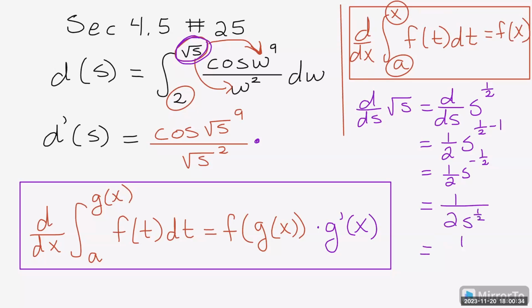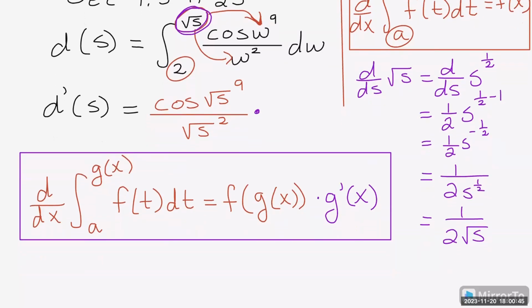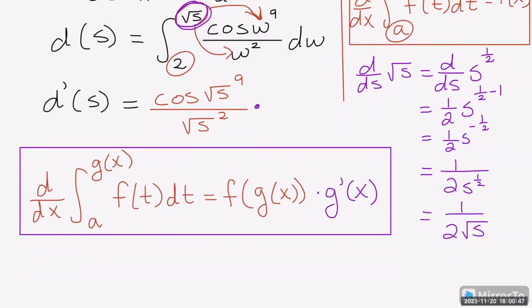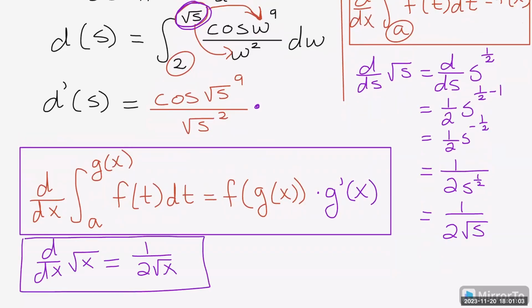So I'm just gonna write this as 1/2 root s, which by the way, a lot of people have memorized this rule right here, that the derivative of, here, I'll write it down, the square root of x is 1/2 root x, in order to avoid going through everything that I just went through, right? Some people find that it comes up enough that it's worth it to memorize it.